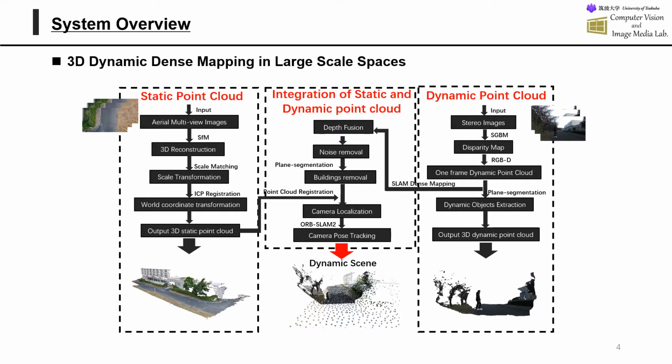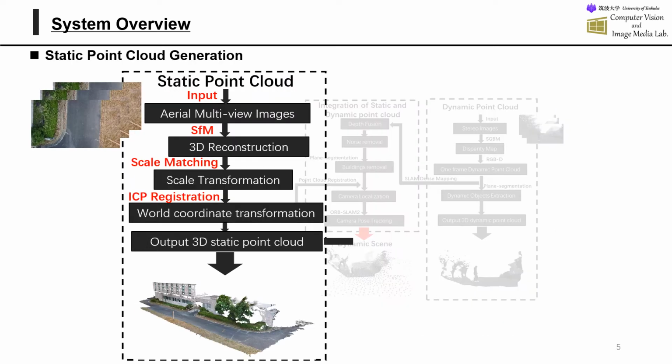It can be separated into 3 main sections: static point cloud generation, dynamic point cloud generation, and the integration of UAV and stereo camera. The static point cloud is generated from aerial multi-view images by using the UAV. First, the camera is calibrated to get the intrinsic parameters as camera model input. The aerial multi-view images and camera model are utilized as inputs in the SFM method to make a 3D reconstruction. However, all the parameters are calculated based on the pixel unit, so the scale of the output model is different from that of the real world.